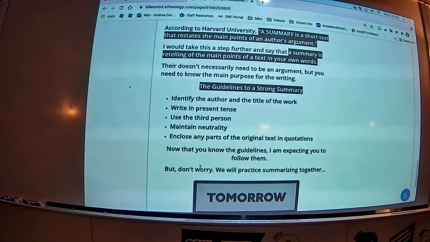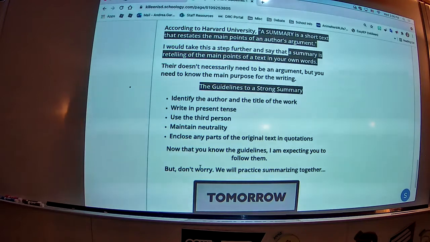So basically, you're going to identify the author and the title. So you would say, like, Miss Garcia wrote in her article, she's amazing, that blah, blah, blah. Right? You will always include that because that's giving credit where credit's due, and I'm going to show you how to do that next week.